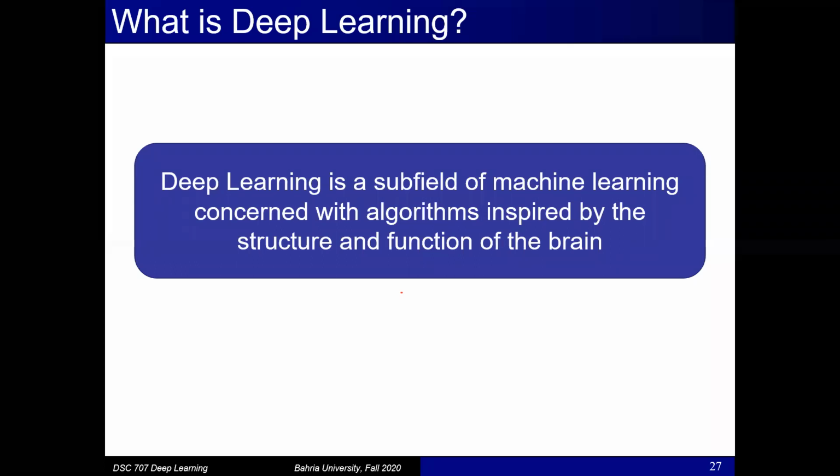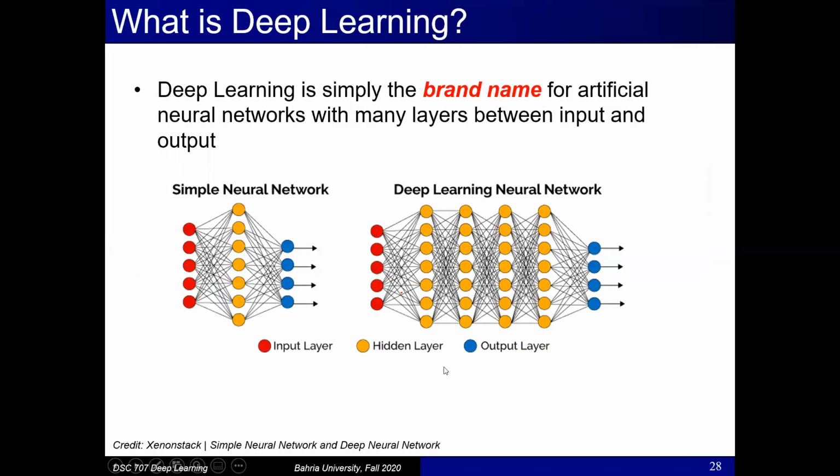So let's slightly change this definition to a layman definition. The layman definition is that deep learning is just a brand name, nothing else. Deep learning is the study of neural networks. When we say deep learning, we are not talking about anything new, we are just talking about neural networks. But the only difference is that the neural network will have many layers between input and output.